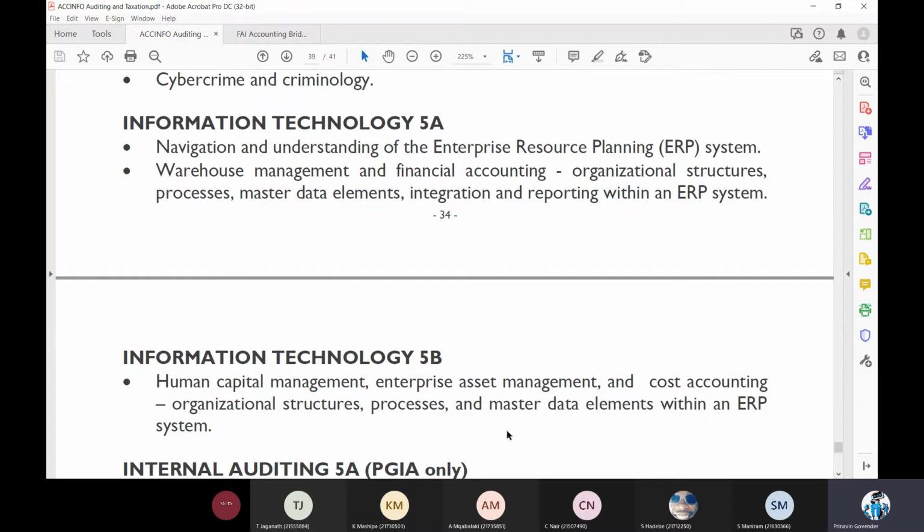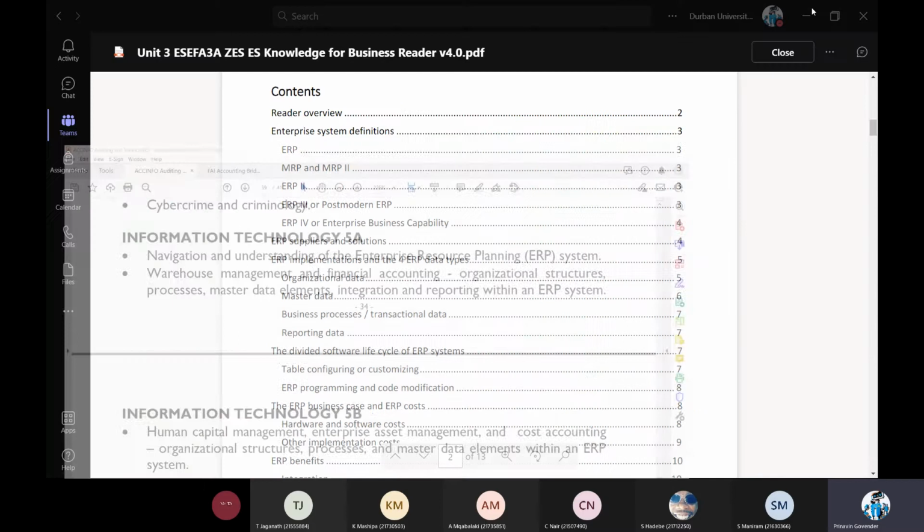And can you see it says master data elements, organizational structure, processes, ERP, cost accounting, enterprise asset management. So I am in effect covering all these concepts using a case study example. And the case study that I'm talking about is the Zambikes example. So you can go and read all of this.